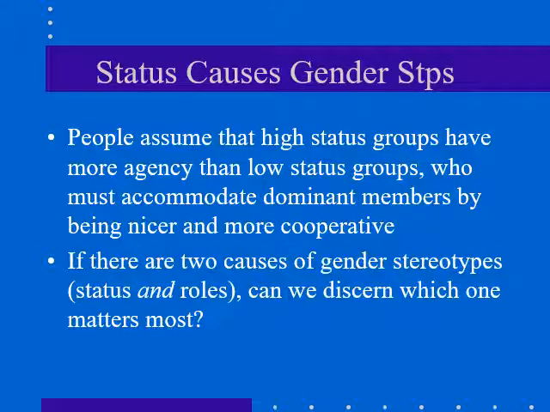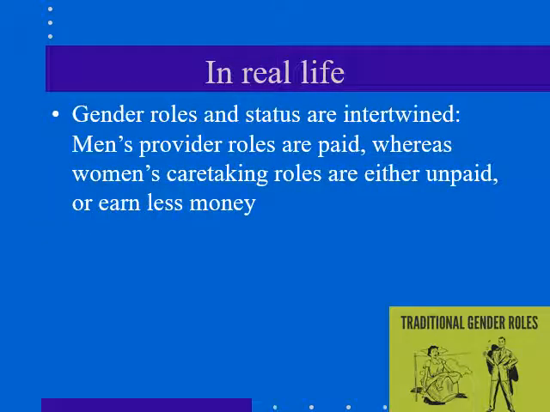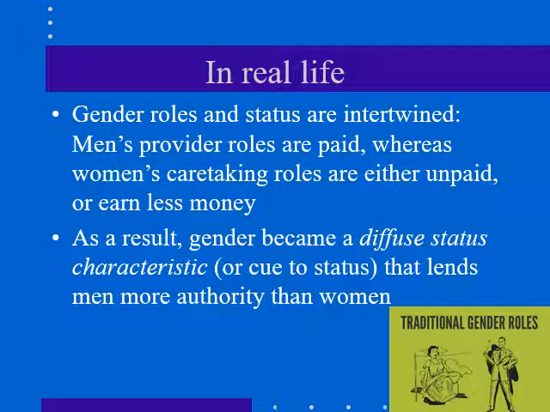So if there are these two causes of gender stereotypes, both status and roles, can we discern which one matters most? Well, in real life, that's tough to do because gender roles and status overlap, right? Men's provider roles are paid, whereas women's caretaking roles are either unpaid or they earn less money. So it's tough to disentangle the roles from the status implications. And as a result of this overlap, gender becomes a diffuse status characteristic. That's the terminology that sociologists tend to use. And what it really means is it's a cue to how much status you have. It lends men more authority than women just by being men.